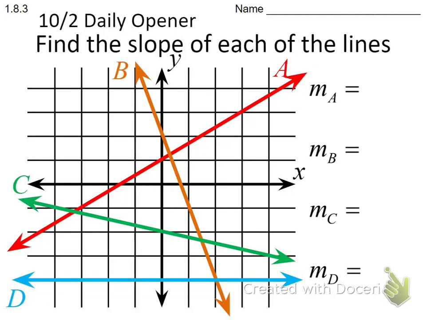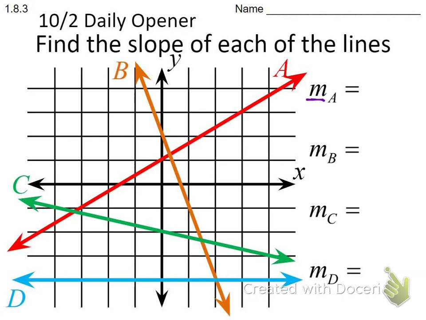All right, so today's opener is just a review over the slope notes that we took yesterday. So just a quick refresher, when we were talking about slope, we know that the variable m means slope. So the subscript a next to the m means, what is the slope of line A?